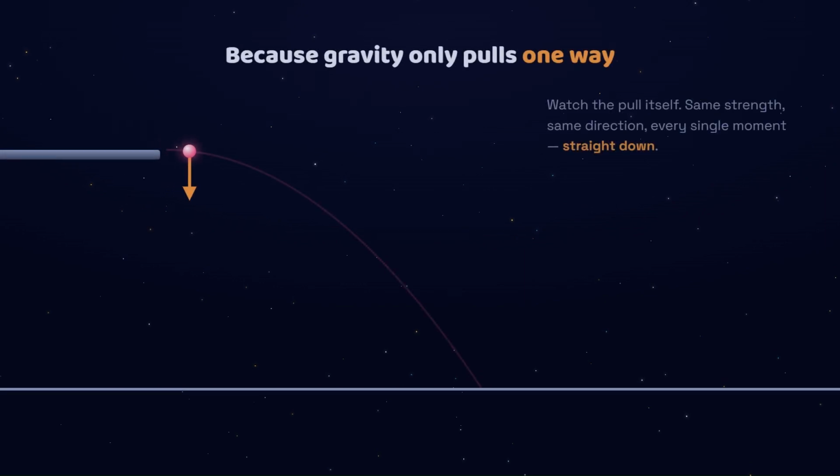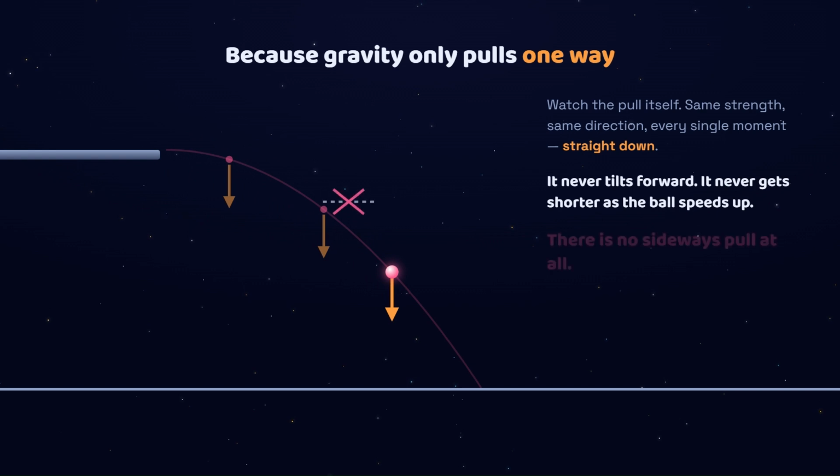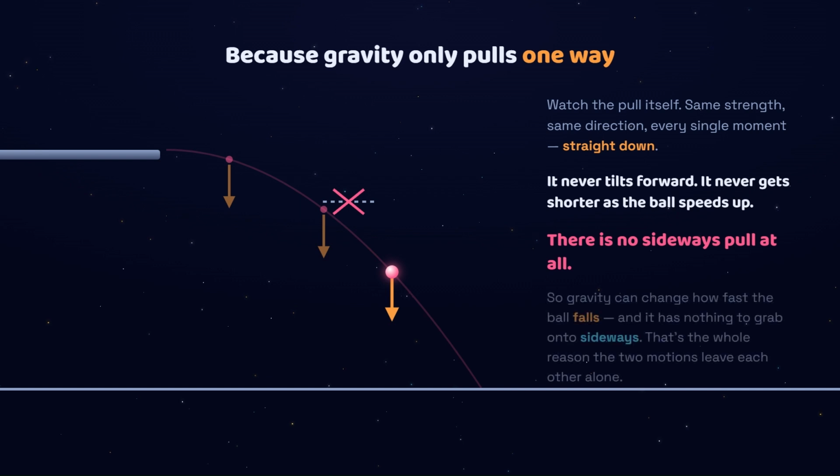The answer is gravity. Watch the force itself, not the ball. Gravity pulls with the same strength, in the same direction, every moment, straight down. It never leans forward, and it never weakens as the ball speeds up. More importantly, there's no sideways pull at all. None. Gravity changes only the vertical motion because that's the only direction it acts. That's why the horizontal and vertical motions stay completely independent.